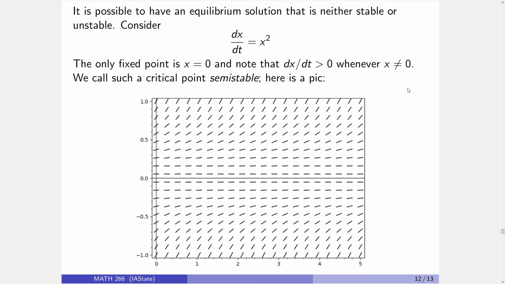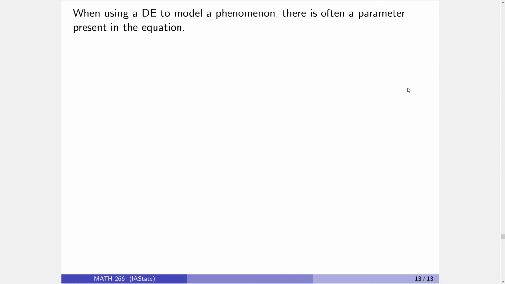So, one last thing to discuss with all of this stuff is the following. When DEs are being used to model phenomena, there are usually parameters showing up in your equations. We saw that with the logistic equation, where there is a K and an M that are fixed constants, and depending on their values, your solution may exhibit different behaviors. So here's a very famous example. Let's look at the rate of change of an unknown function x being dx/dt = r x minus x squared.